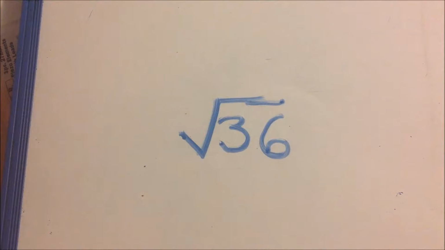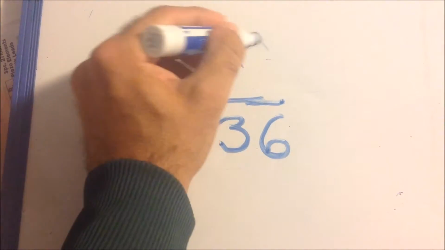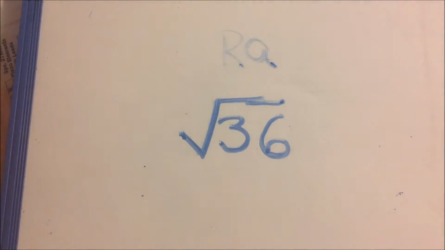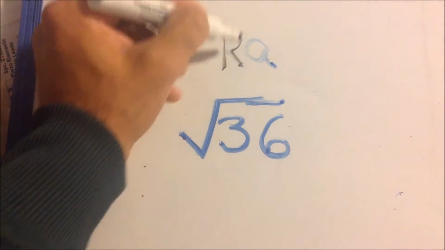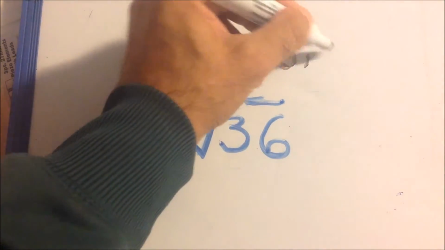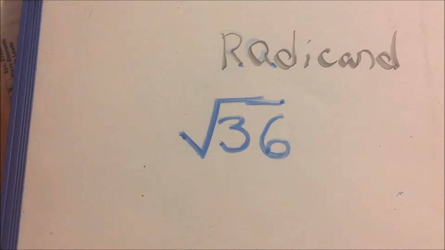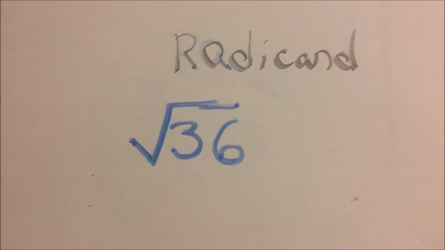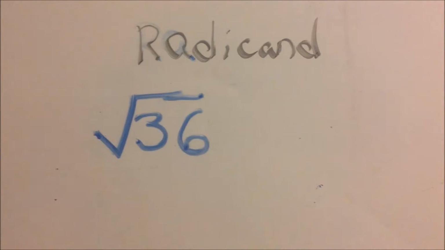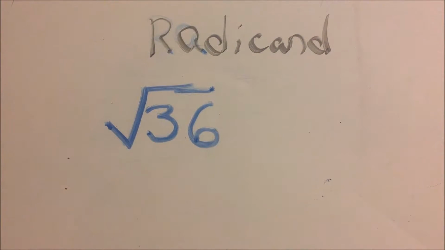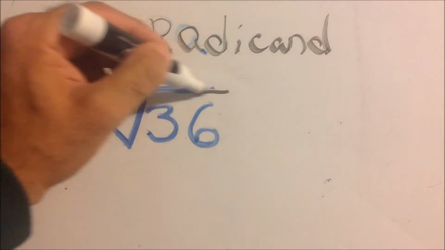The number under the radical sign is called the radicand. I'll write that down. The radicand is the number underneath the radical sign.